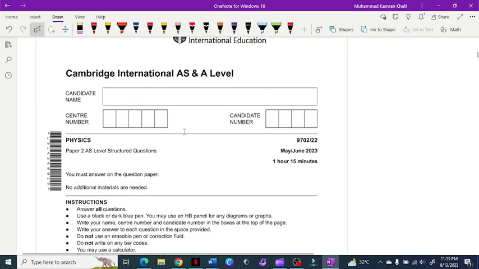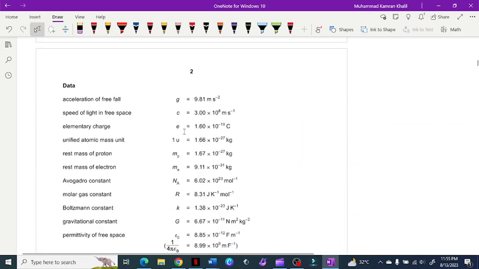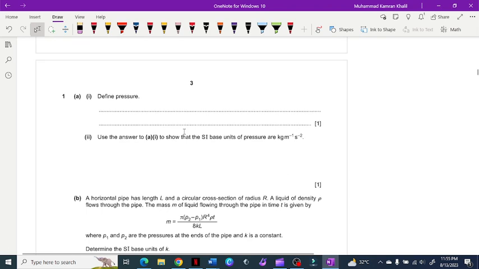So question number 1 is related with the basic definition, the pressure. So how can we define pressure? The force. So we will change it with the red one.